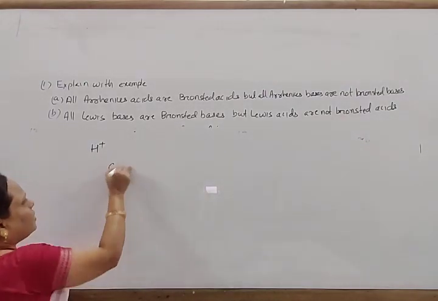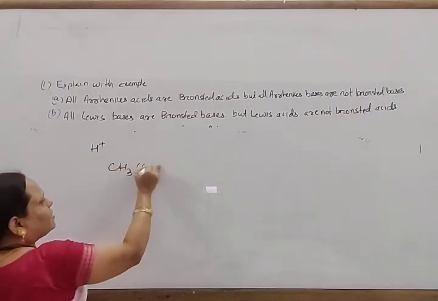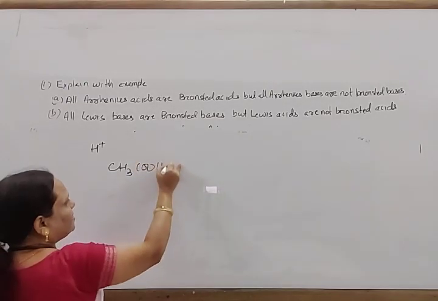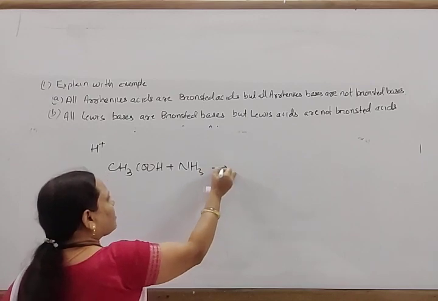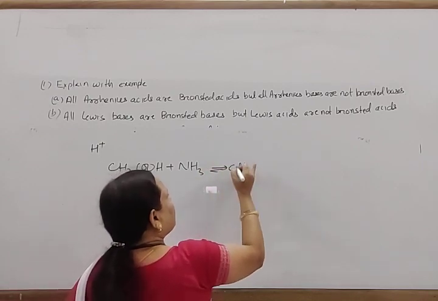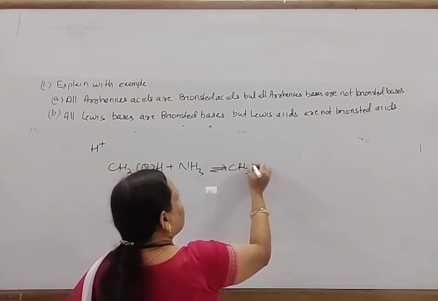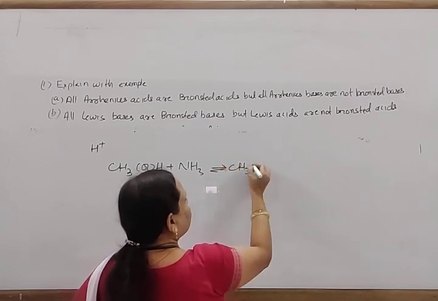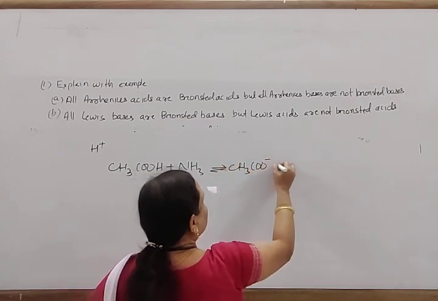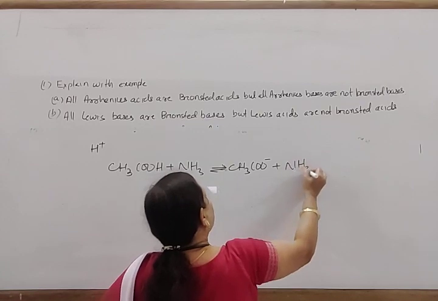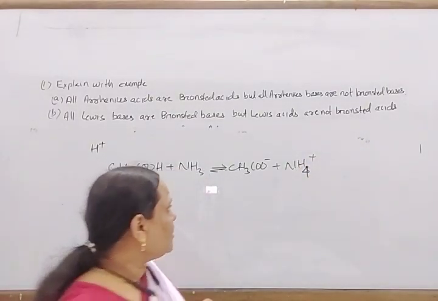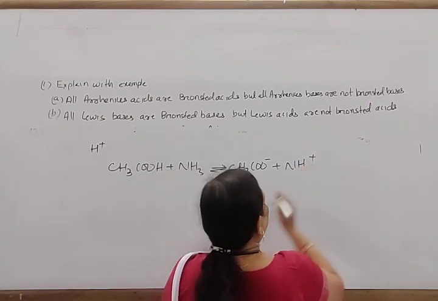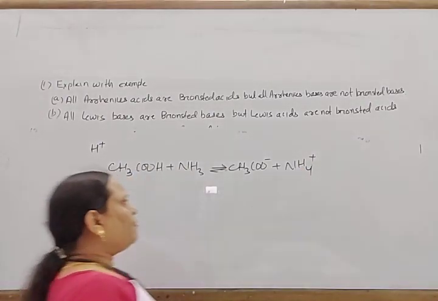So in this way, look here. Suppose we look at the reaction between CH3COOH plus ammonia. It gives CH3COO minus plus NH4 plus.